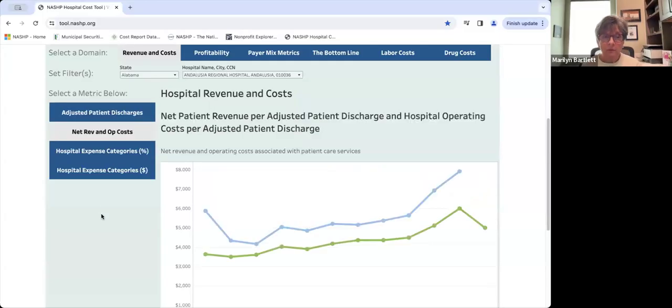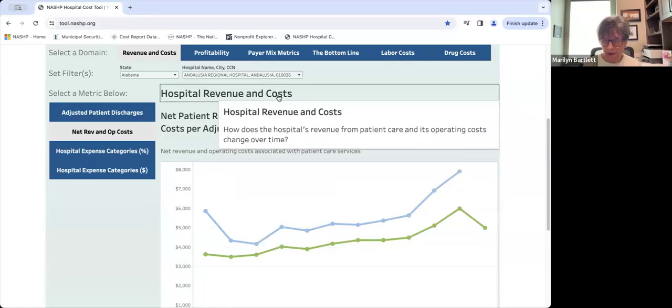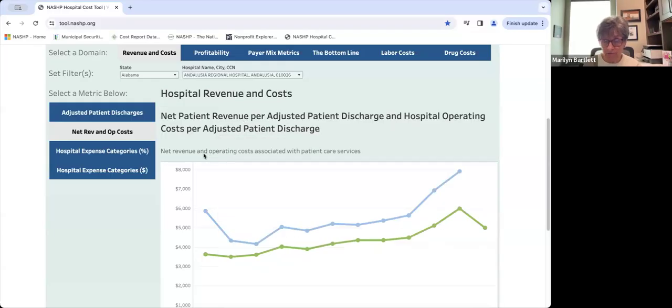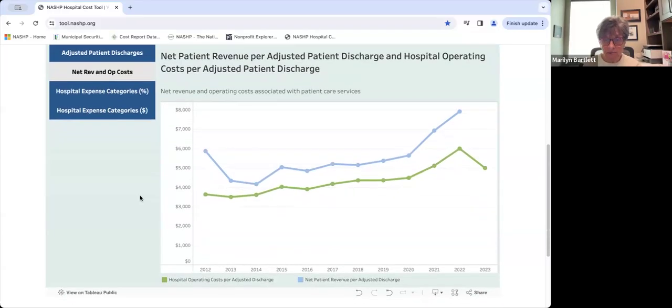Now we take a look at net revenue per adjusted discharge and hospital operating costs. One other thing I want to note, if it gets kind of confusing what this is, you can just hover over the title of the metric here, and it will tell you what question this may be answering for you. You can look at net patient revenue per adjusted discharge. You can look at each one of these metrics, and it will give you the definition of how it's calculated.